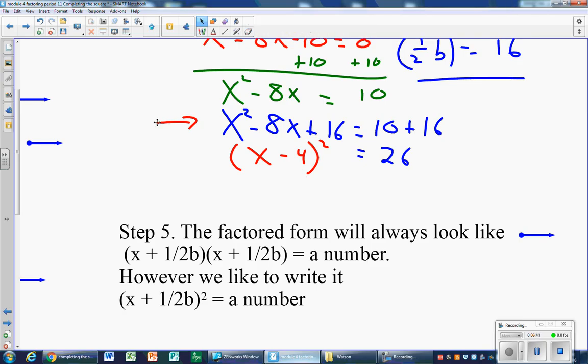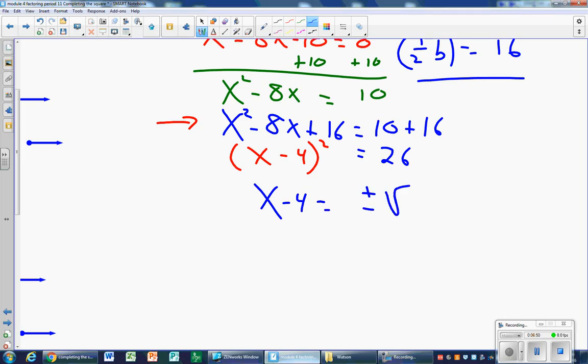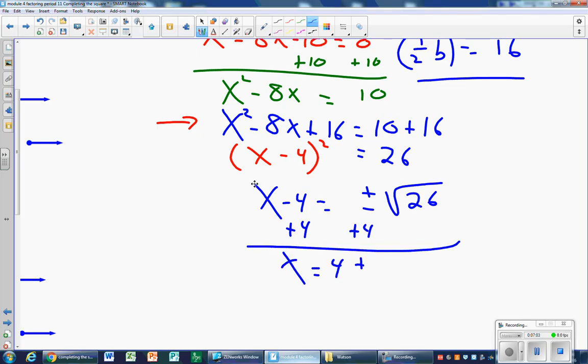So the last step, solve for x. Take the square root of both sides. X minus 4 equals the positive and negative values of the square root of 26. Now, we still don't have x by itself. We add 4 to both sides. X equals 4 plus or minus the square root of 26. That is both of our solutions.